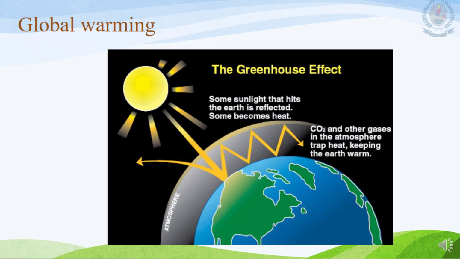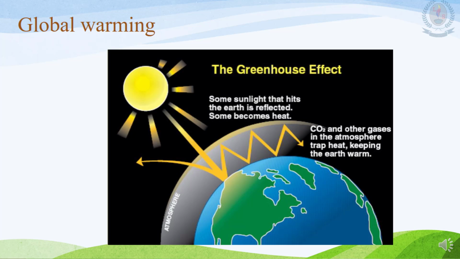Okay, now don't you wonder how that can be a harmful thing for our environment? So what do you think, children? What will happen when too much heat is being trapped by the Earth's atmosphere? That's what we call global warming.